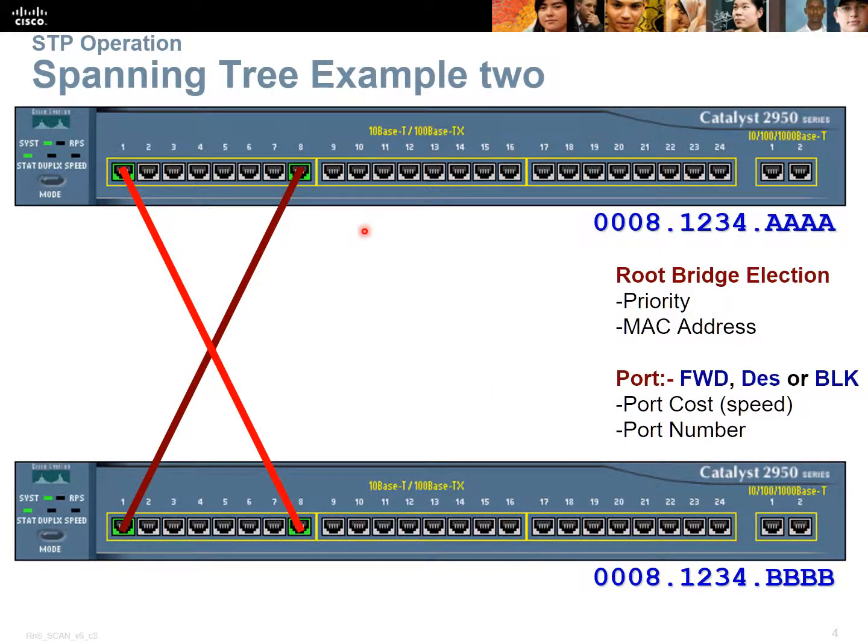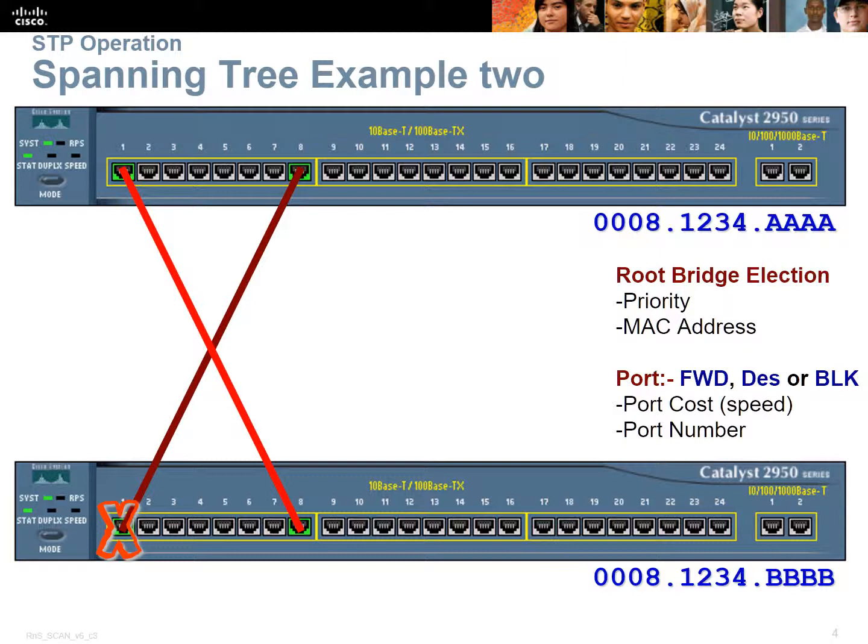Every 2 seconds, a BPDU is going to come out of the root bridge, come down to this bottom switch, and the bottom switch is going to have to make the decision of which port it is going to actually choose to block. So what do you think? It's actually going to be port 1 on the bottom switch.